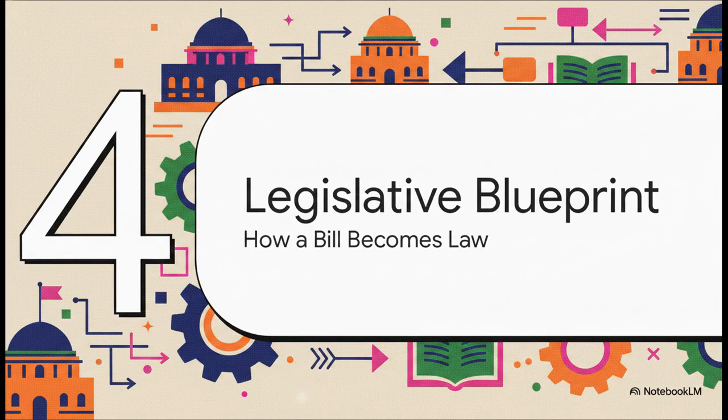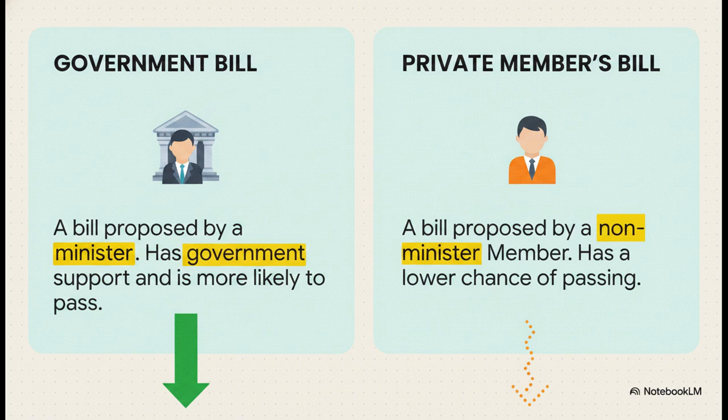All right, so we've looked at the individual components of the machine. Now, let's see how the whole assembly line works together. We're going to follow the entire legislative blueprint, tracing the exact path a proposal takes to become an actual law. But before we do that, there's a quick thing you need to know. Not all bills are created equal. You've basically got two flavors.